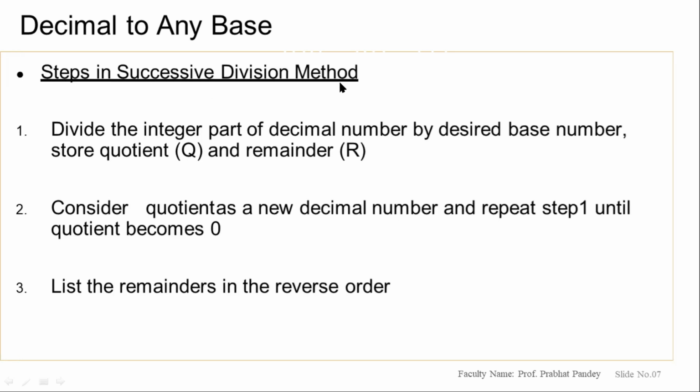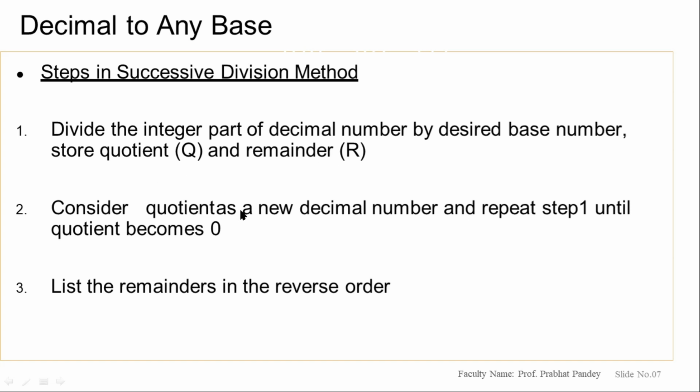For the successive division method, divide the integer part of the decimal number by the desired base. For example, we have some decimal number and we need to convert it into a binary number system. The base of the binary number system is 2, so we need to divide that decimal number by 2, and we need to store the quotient and the remainder also.